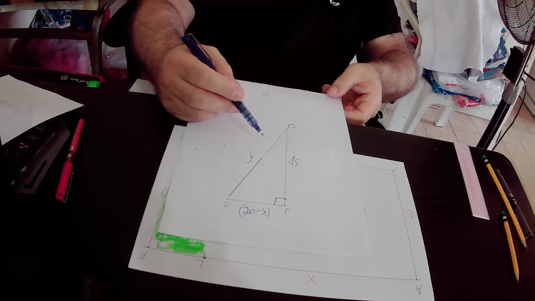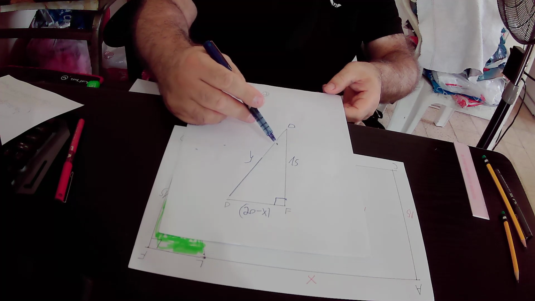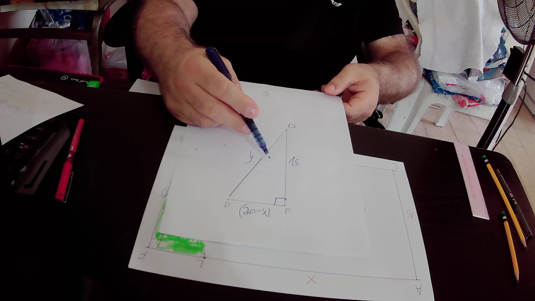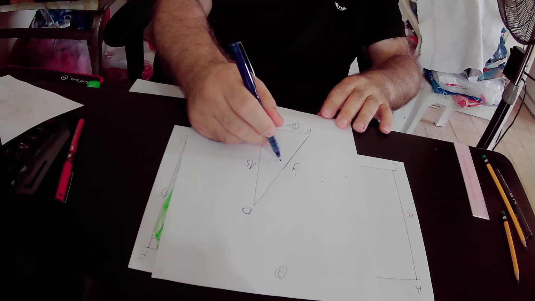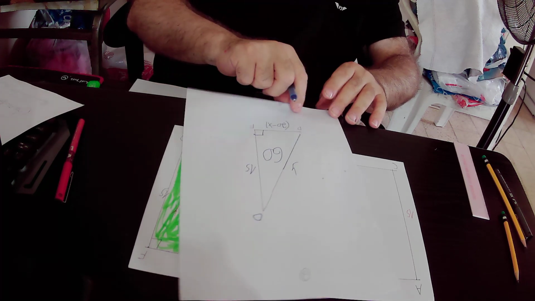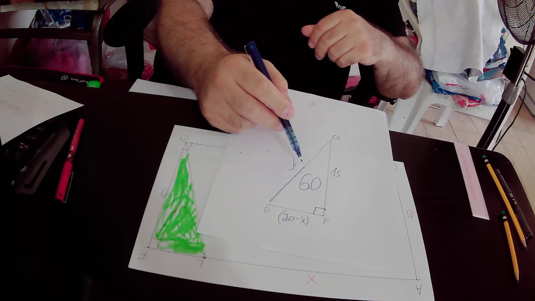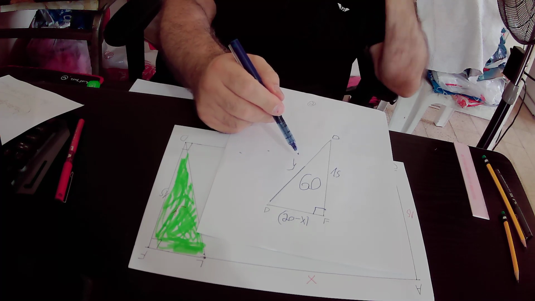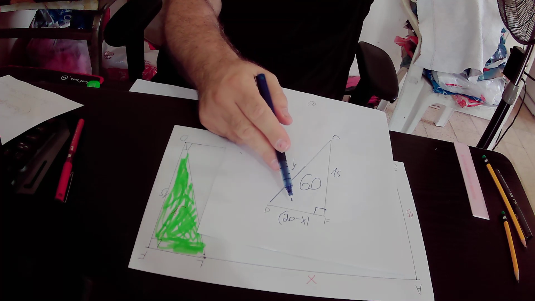But we already know that the area of the right green triangle equals 60 units squared. So we can write here that the area of this right triangle equals 60 units squared. We can use the formula for the area of any triangle in order to find out the value of x.